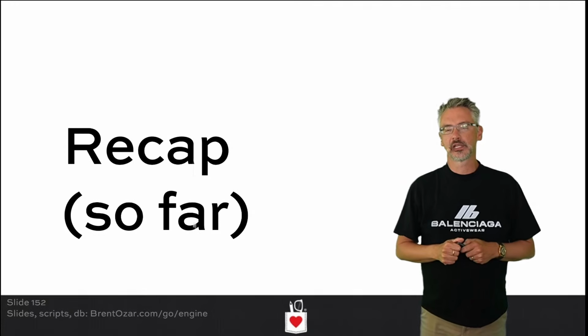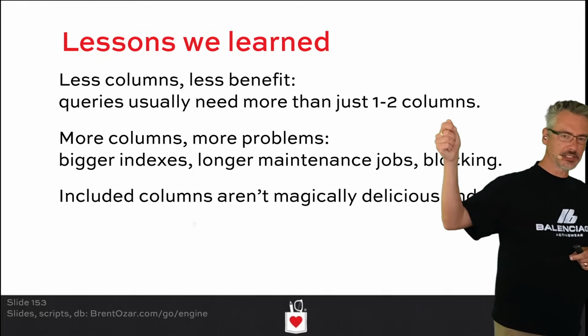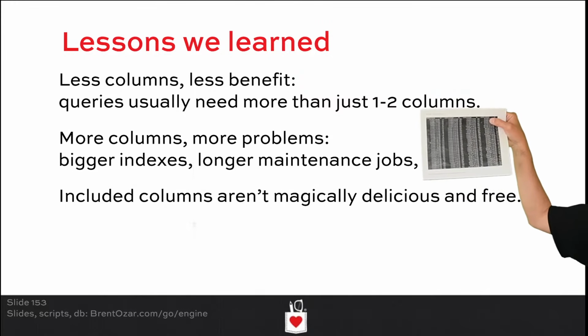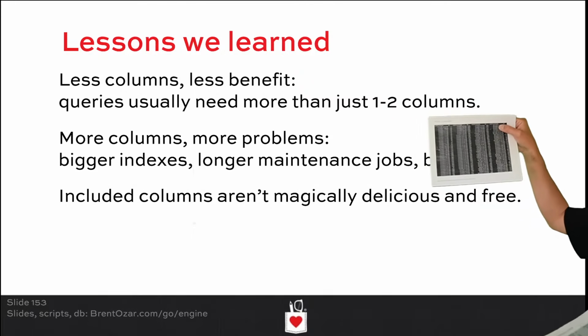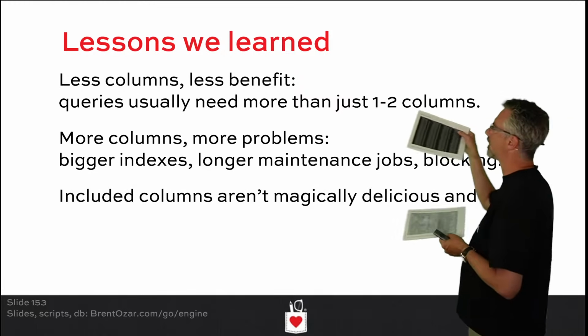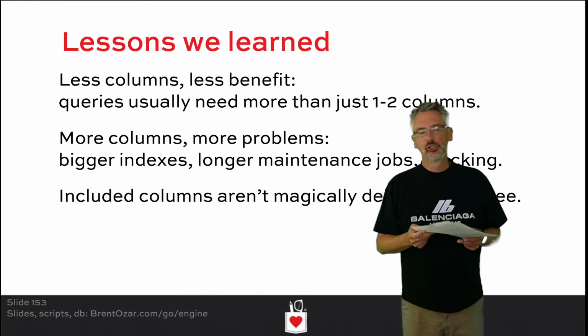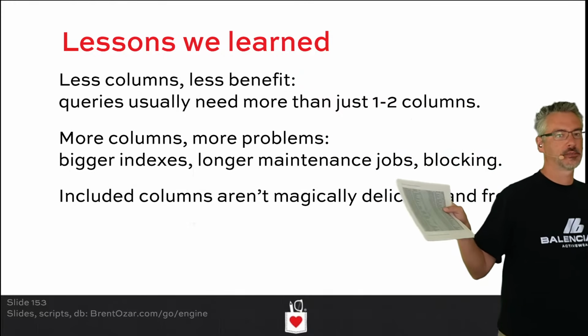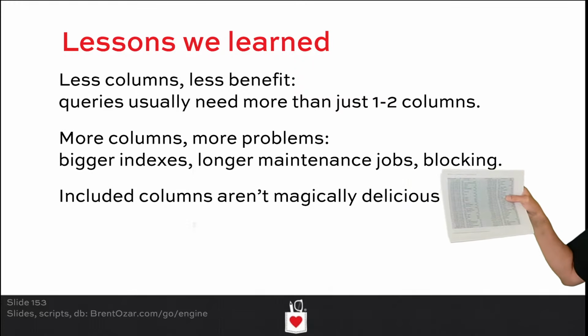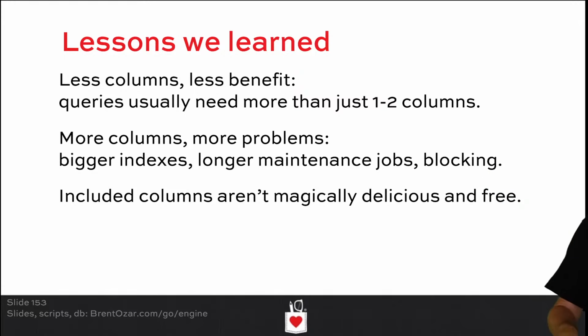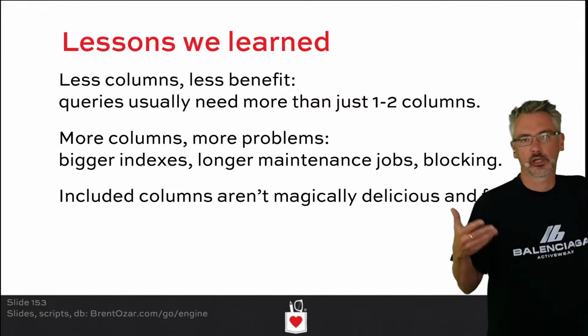Okay, so what we learned in that last sprint there, the fewer columns that you have on an index, generally the less beneficial that index is going to be. Because most of the time when you write a query, you're usually asking for more than 1 or 2 columns. Generally, the more columns that you have, the larger the index is going to become, but also the more useful it's going to be for select queries. I don't want you to think that included columns are magically free because they still take up just as much space on an 8K page.